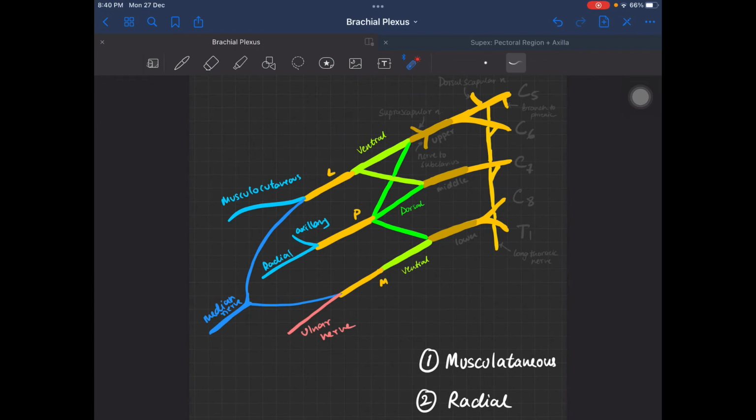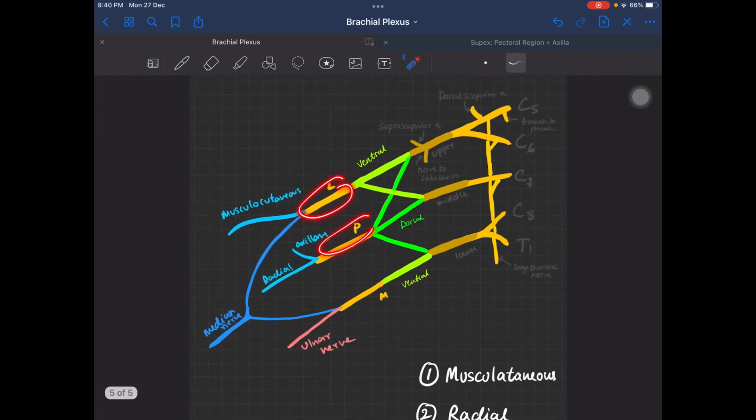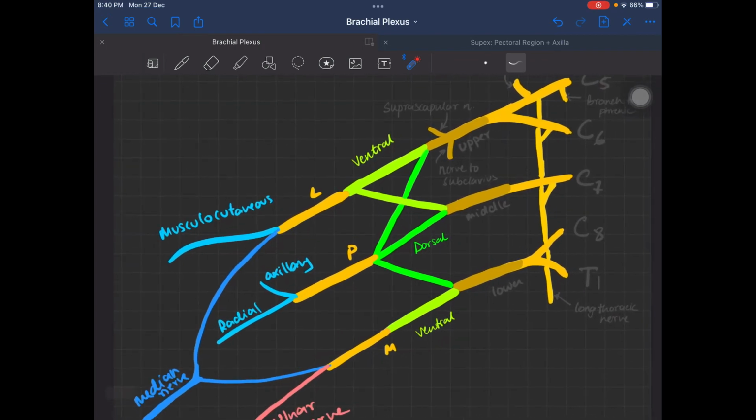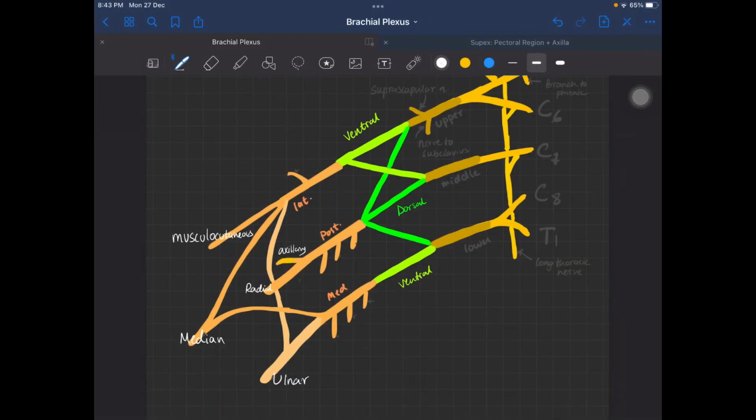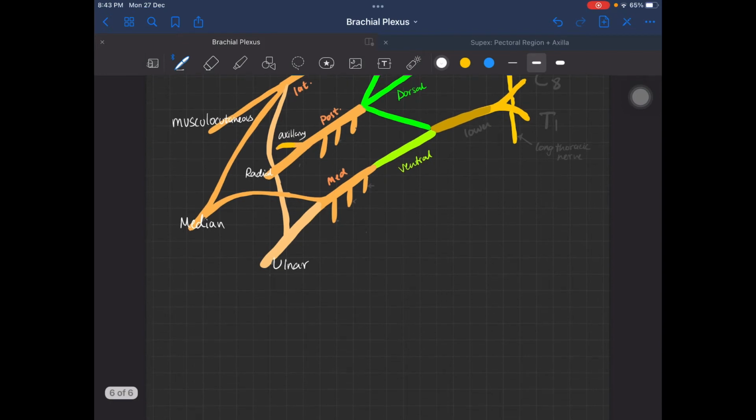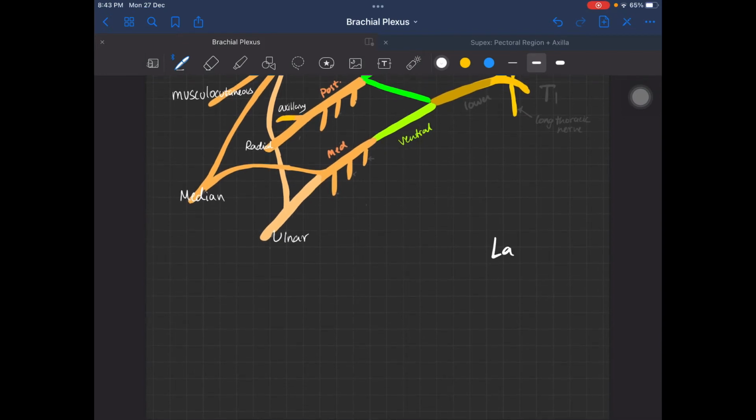Now we are going to discuss each cord in more detail, the sub branches of each cord, and for that we have mnemonics. Okay, so let's start with the lateral cord. What is the mnemonic? The mnemonic for the lateral cord goes as L M L.